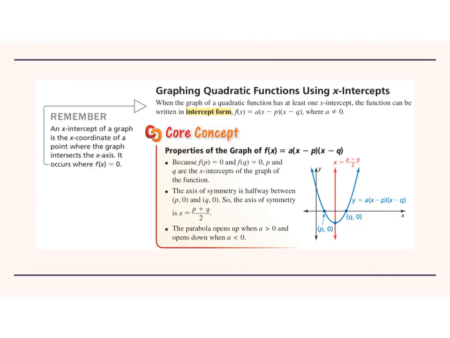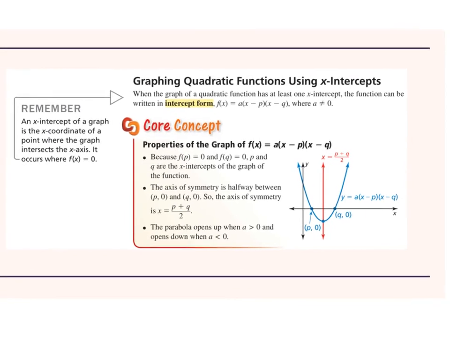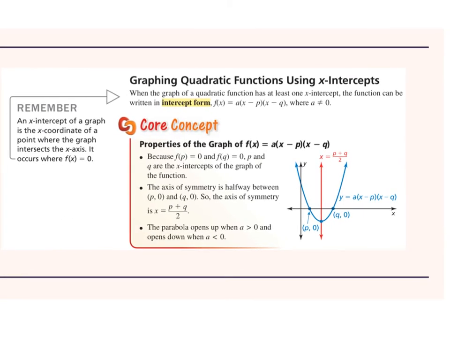All right, so now we're moving on to graphing quadratic functions using x-intercepts. So now our function is going to be in intercept form. Anytime we see a number times two parentheses, this is intercept form. So before we had standard form, vertex form, and now we have a third one, which is intercept form.